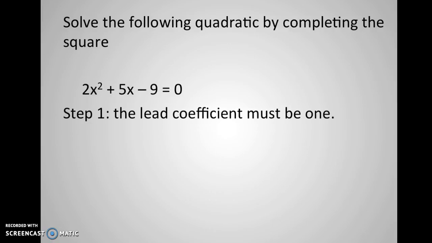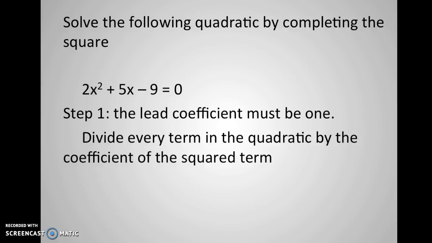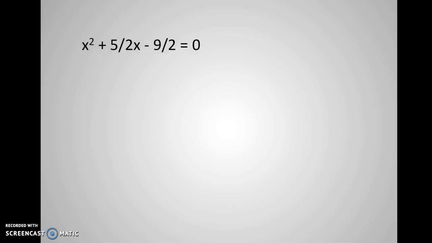Our first step in this process is to make sure that the lead coefficient is 1. In this particular problem, it is not, which means that we're going to need to divide every term in our quadratic by the coefficient of the squared term. So everybody gets divided by 2. So we have 2x squared over 2 plus 5x over 2 minus 9 over 2 is equal to 0, which gives us x squared plus 5x over 2 minus 9 over 2 is equal to 0.